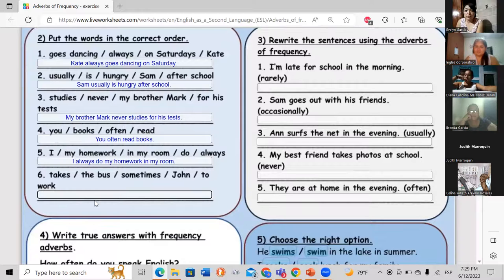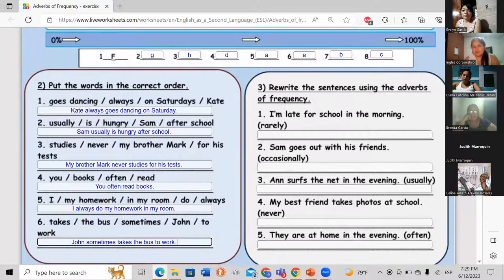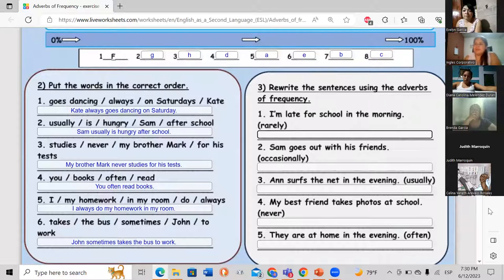John sometimes takes the bus to work. Okay, good. Okay, and now we're going to rewrite the sentence using the adverbs of frequency. Solo vamos a, en este caso, agregar el adverb of frequency in the correct place, okay? Janita, which one will be the order of the adverbs of frequency?